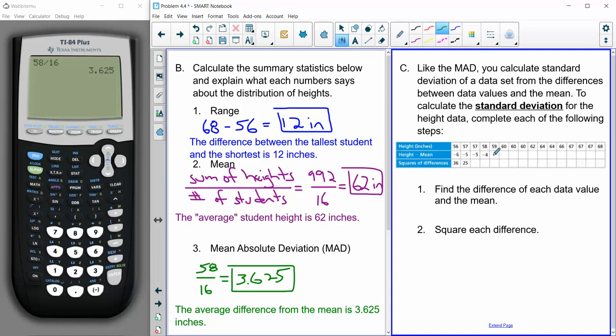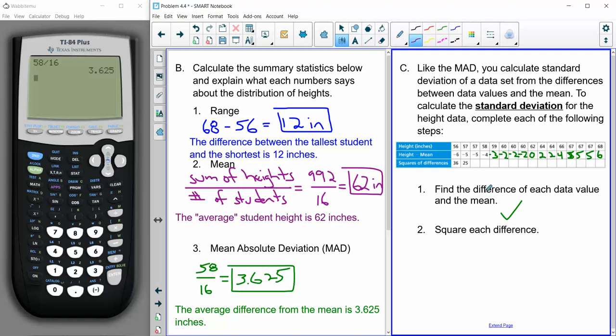So 59 minus 62 is negative 3. 60 minus 62 is negative 2. 62 minus 62 is 0. 64 minus 62 is 2. 66 minus 62 is 4. 67 minus 62 is 5. And 68 minus 62 is 6. All right, so check. We did that in green.